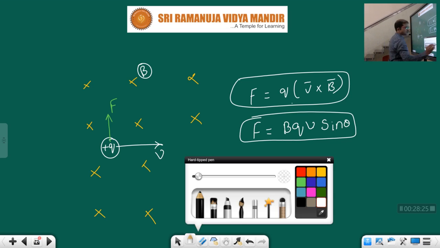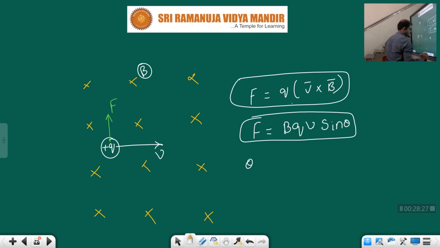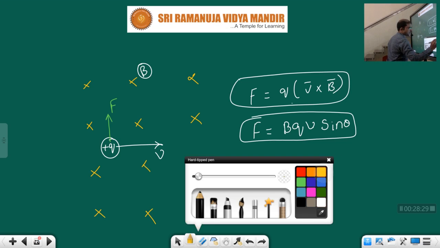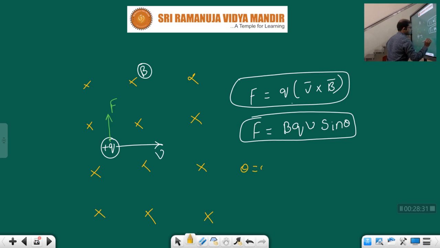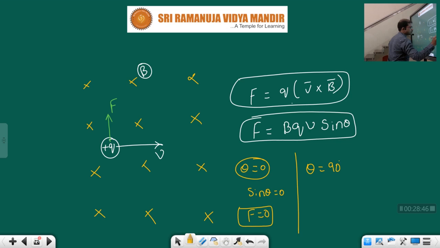Here also same thing, children. If theta is 0, then sin theta will be 0, children. Whenever sin theta is 0, the force acting on the particle is also 0. Next, if theta is 90, sin 90 will be 1, children, and F is nothing but BQV.